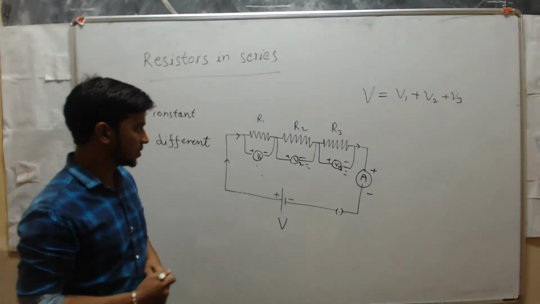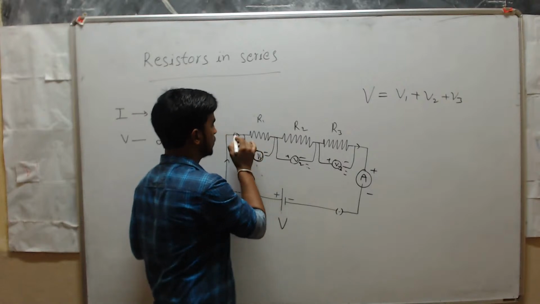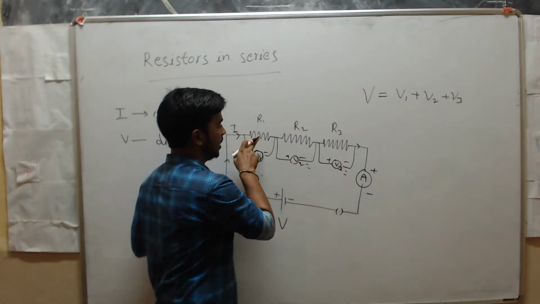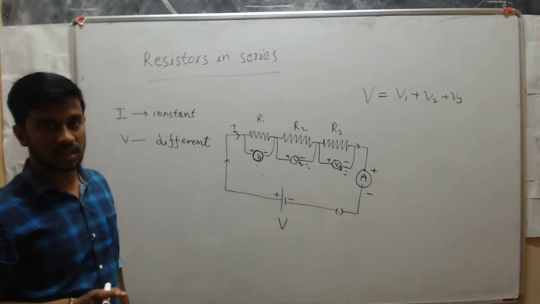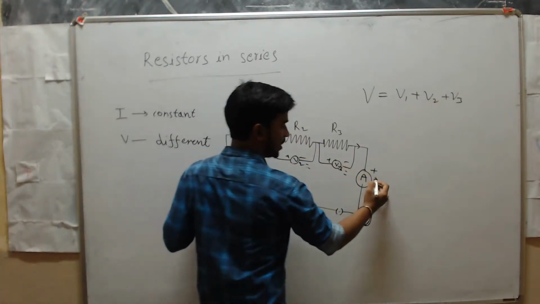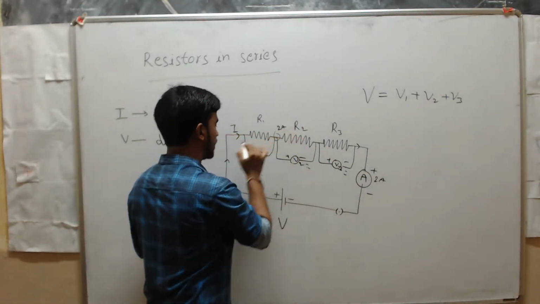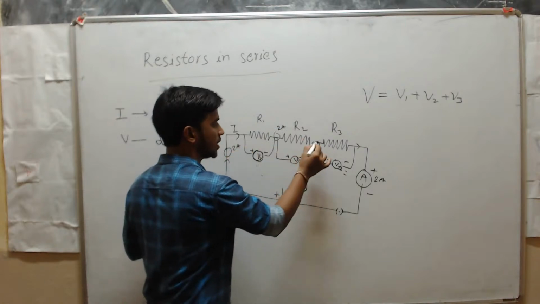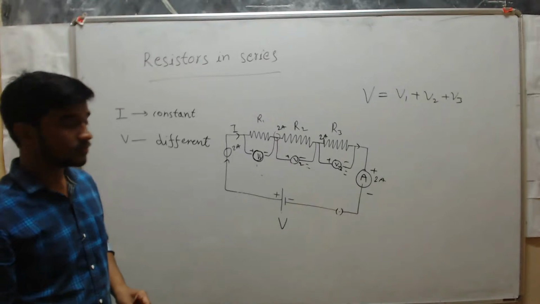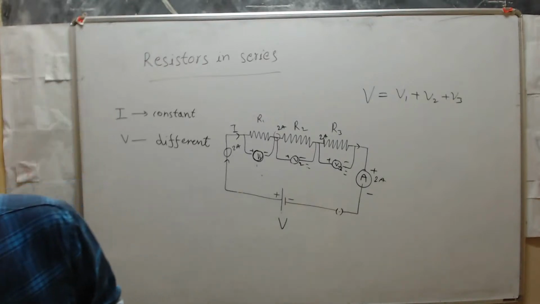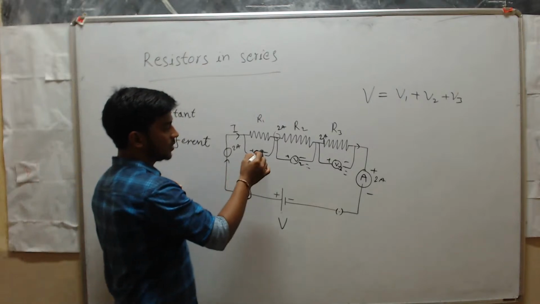Now suppose I ask how to calculate the voltage across here. Current across this resistor remains the same in a series circuit. Suppose you get 2 ampere here, then if you connect an ammeter here also you will get 2 ampere, here also 2 ampere, and here also 2 ampere. Now see, how to calculate the voltage here.